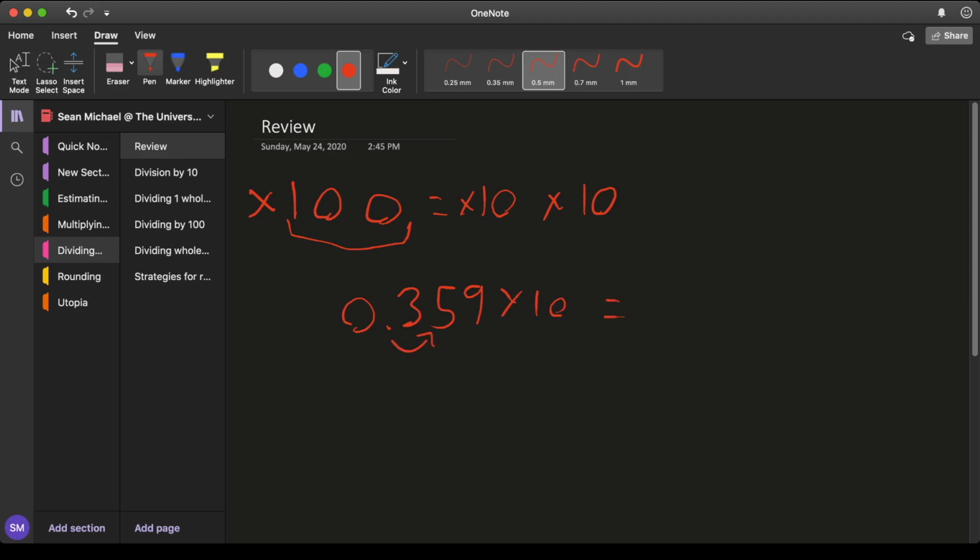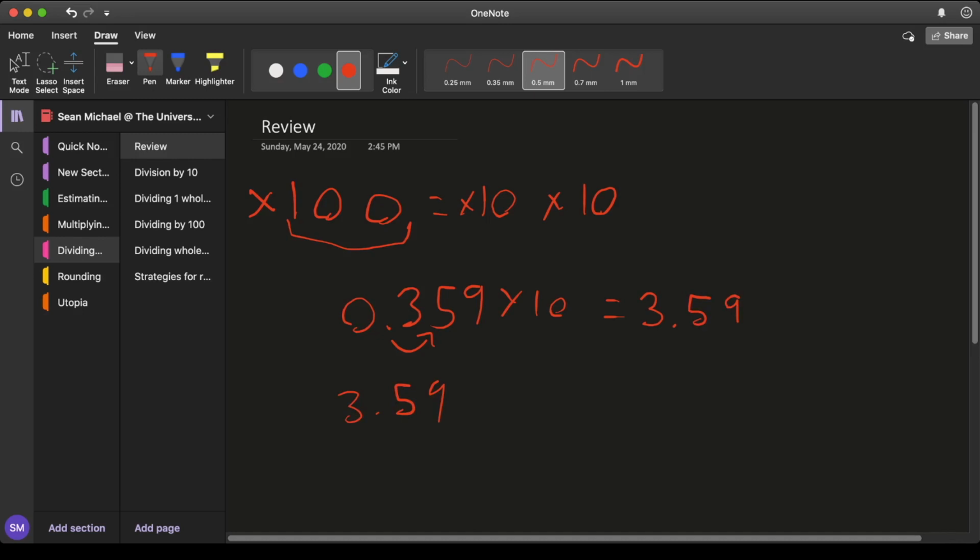And so you're going to be left with 3.59. And then you take 3.59 and you times that by 10. And that's going to leave you with what? Well, the decimal place will move over again, and you'll be left with 35.9. And so with hundreds, that's 10 times 10, right?